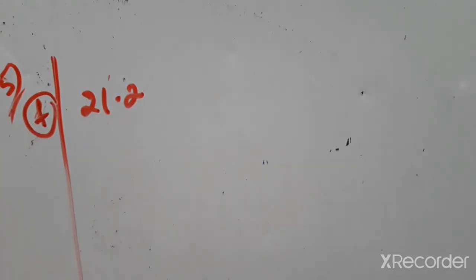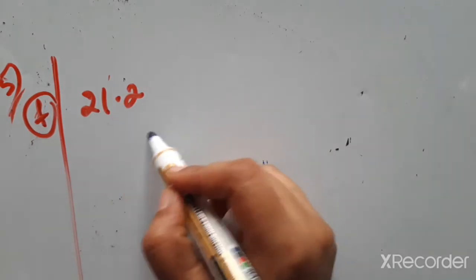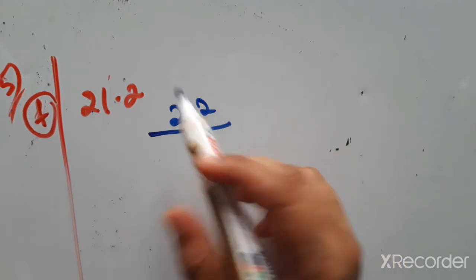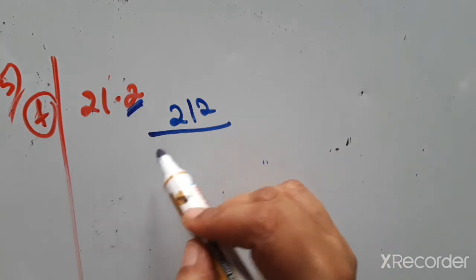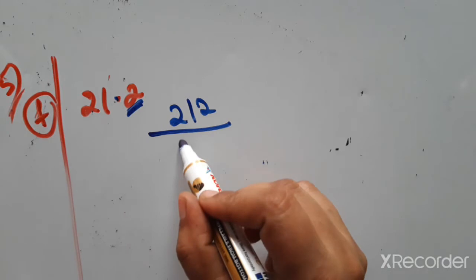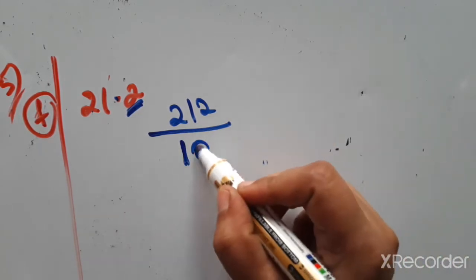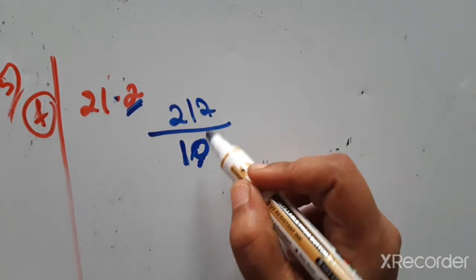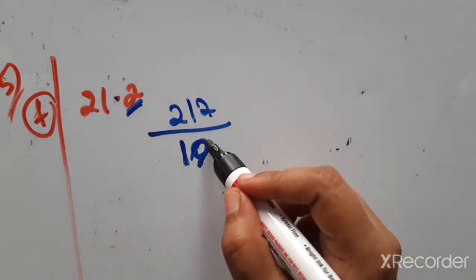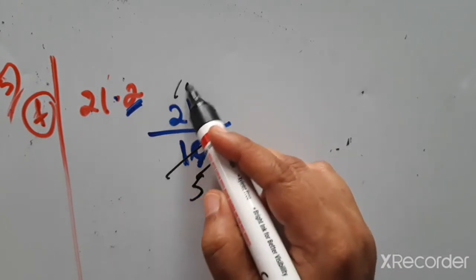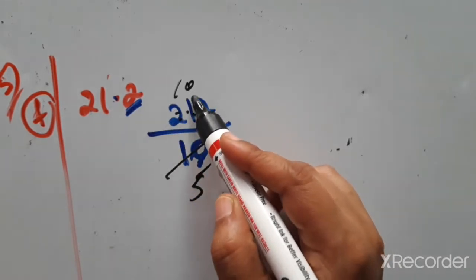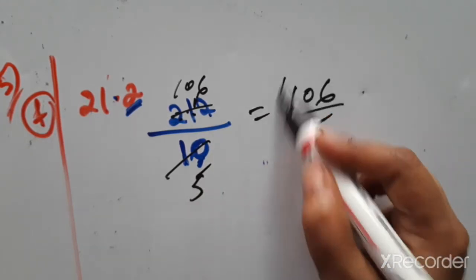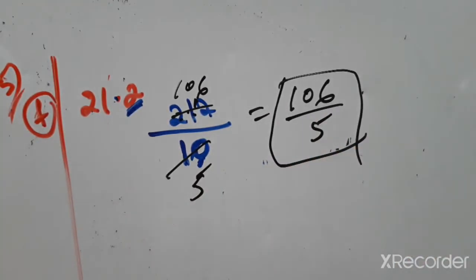Next, 21.2. Now we have to write in fraction form. Without the decimal point, write 212. After the decimal point, one number, so it means 10. Then here 0, here 2, even numbers, so it will divide with the 2 times table. 2 5s are 10, 2 10s are 20, 2 and 1 carry, 2 6s are 12. So 106 by 5.